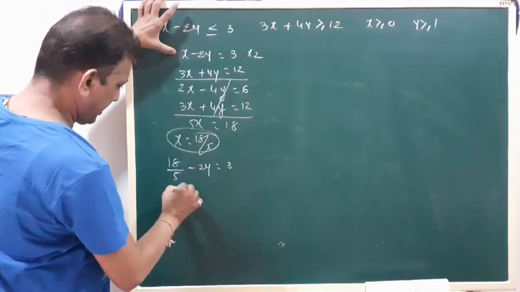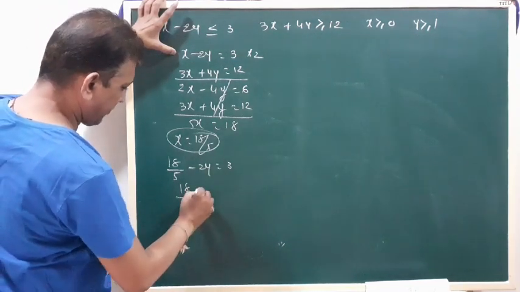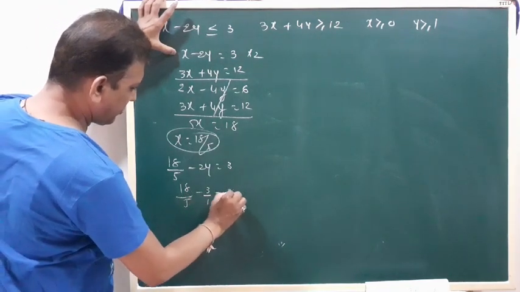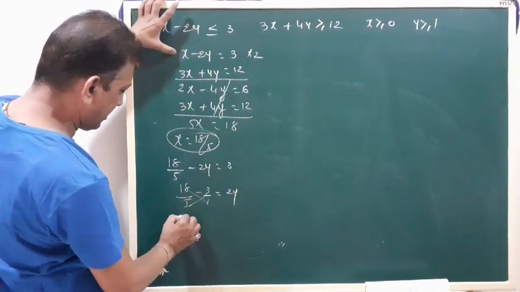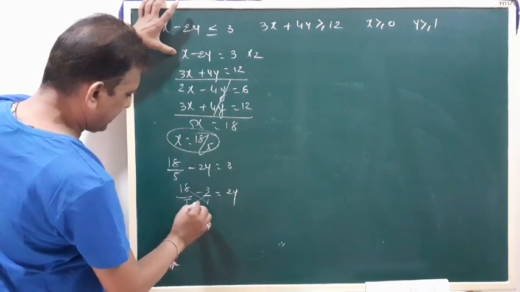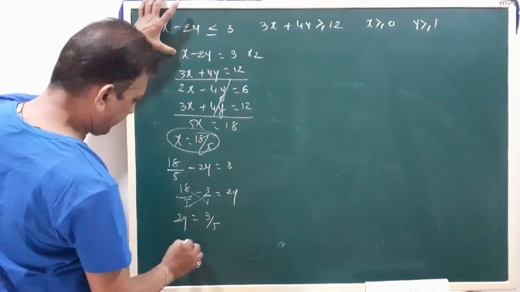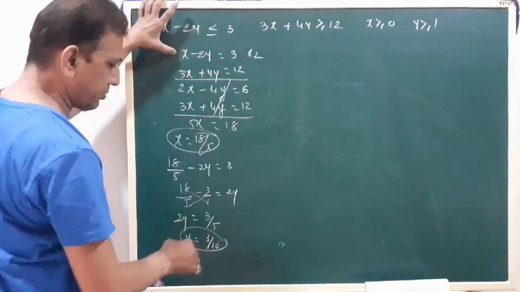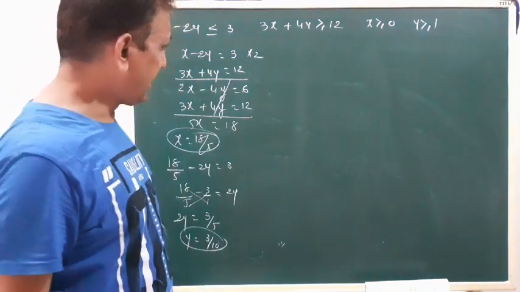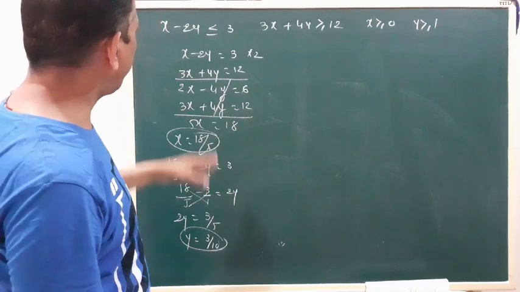Suppose the first equation, with x equal to 18 by 5: 18 by 5 minus 2y equal to 3. So 18 by 5 minus 3 by 1 equals 2y. 3 on the left side, 2y on the right side. Now cross-multiply: 18 minus 15, that is 3 by 5. So y equal to 3 by 10, with 2 as denominator. Right? Now prepare your table.